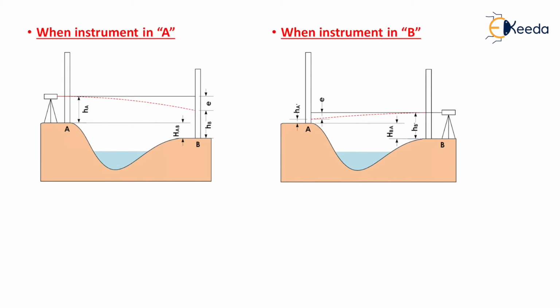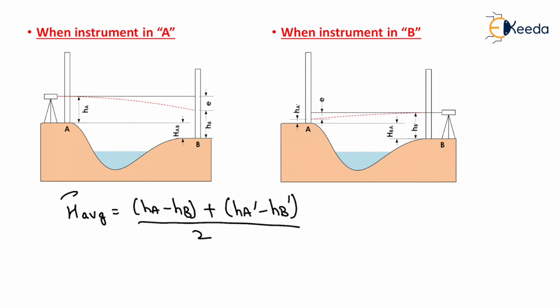Otherwise, H average will be equal to HA minus HB plus HA dash minus HB dash, divided by 2, and this equation holds when B is above A. It means that when station B is above station A, this equation holds, that is HA minus HB plus HA dash minus HB dash divided by 2.